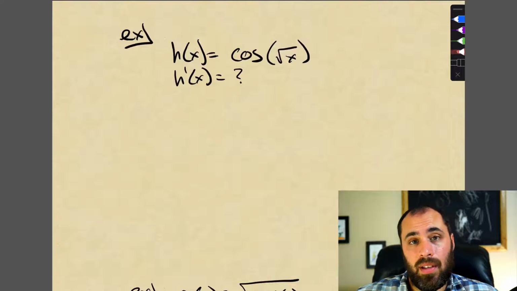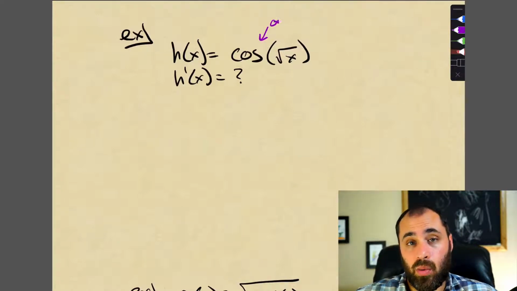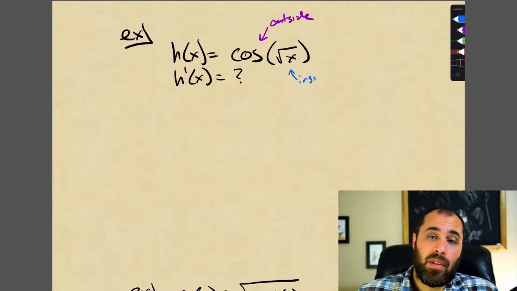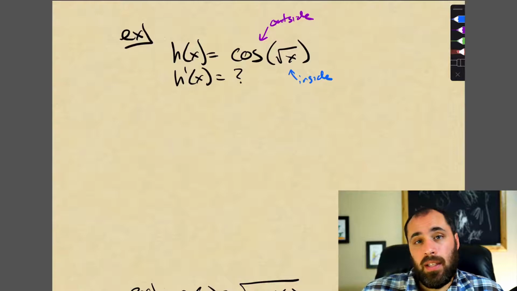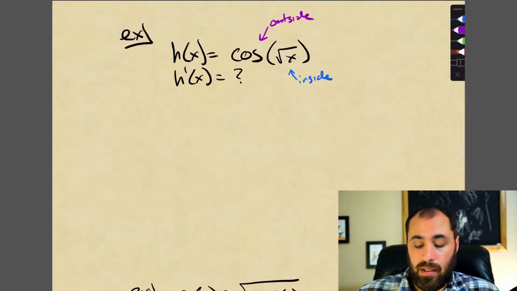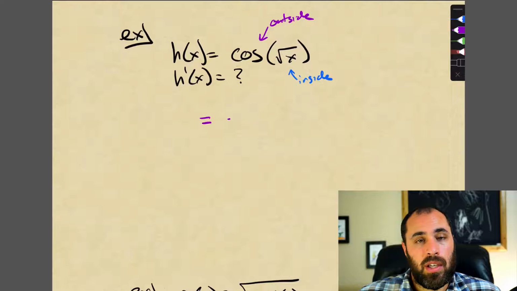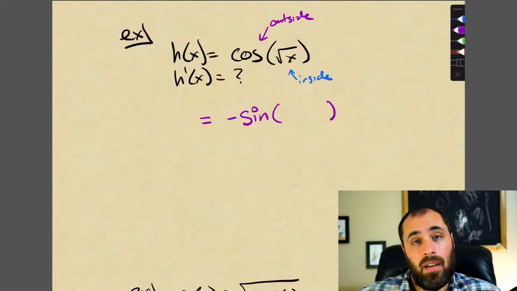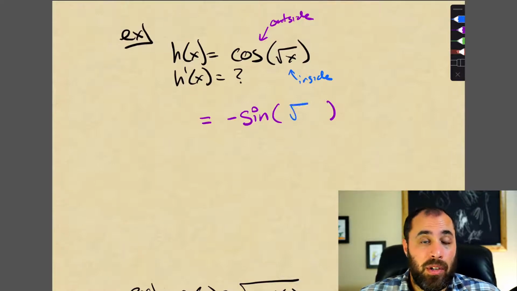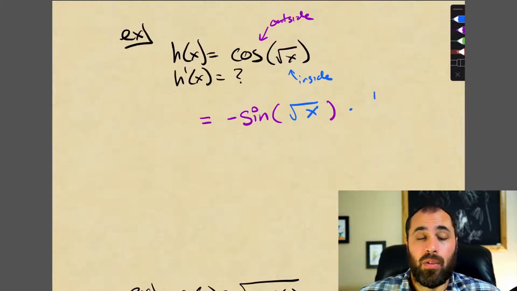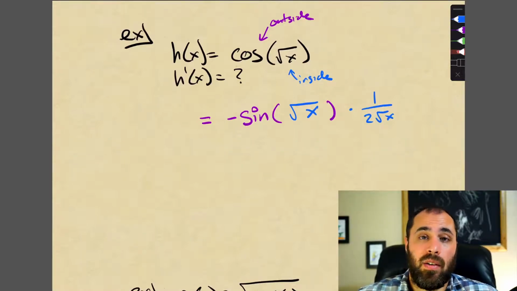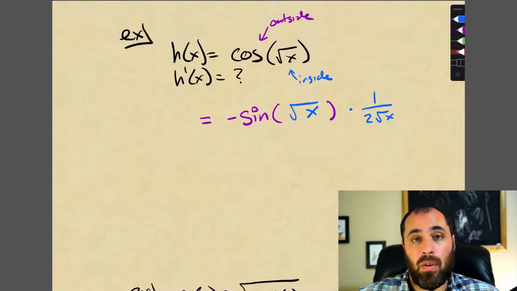Let's try an example. If h of x is cosine of the square root of x, we can recognize that cosine is the outside function. That is, we have cosine of something. That something, the inside function, is the square root of x. So the chain rule says take the derivative of the outside function, in this case minus sine, and what do we put inside that minus sine? We just put our inside function wholesale. We put in the square root of x. And then we multiply that by the derivative of square root of x, which we can take using the power rule, or maybe we remember is 1 over 2 root x.